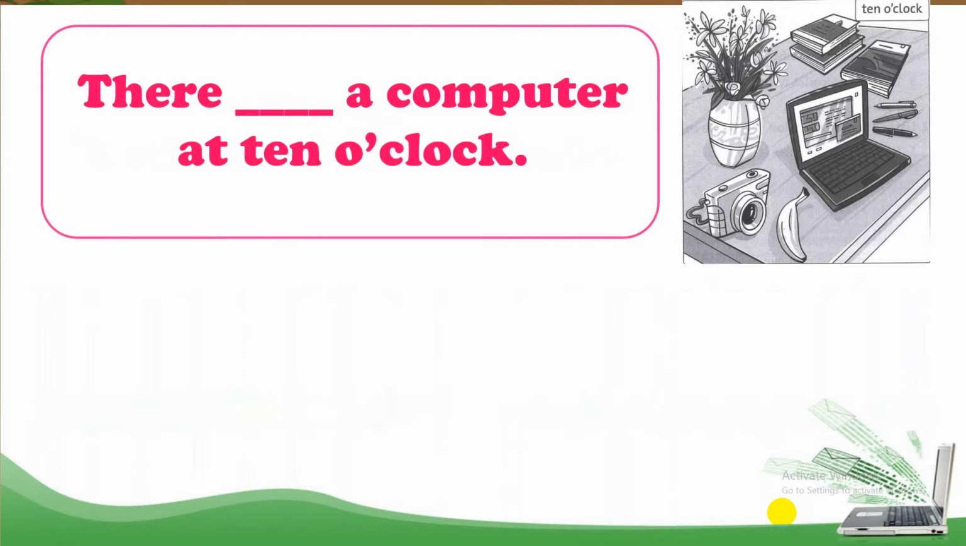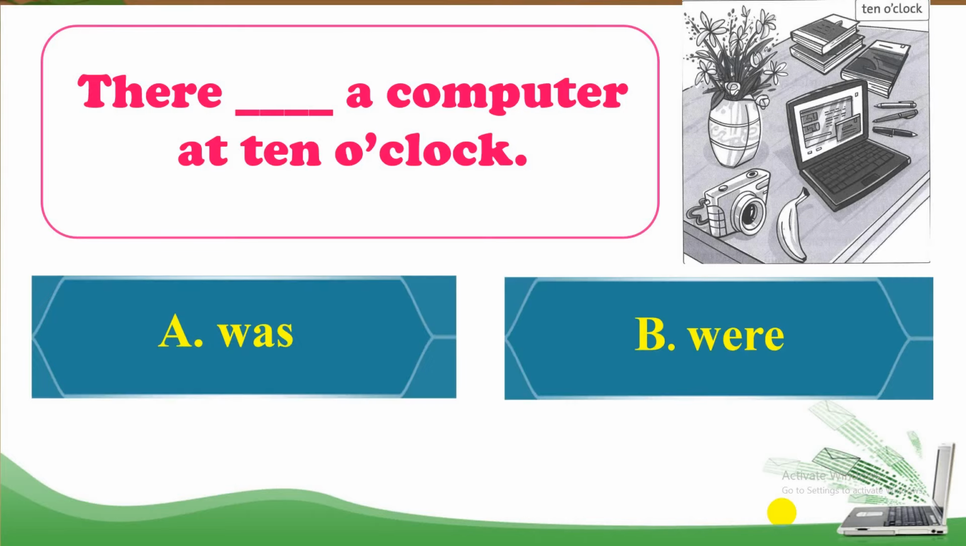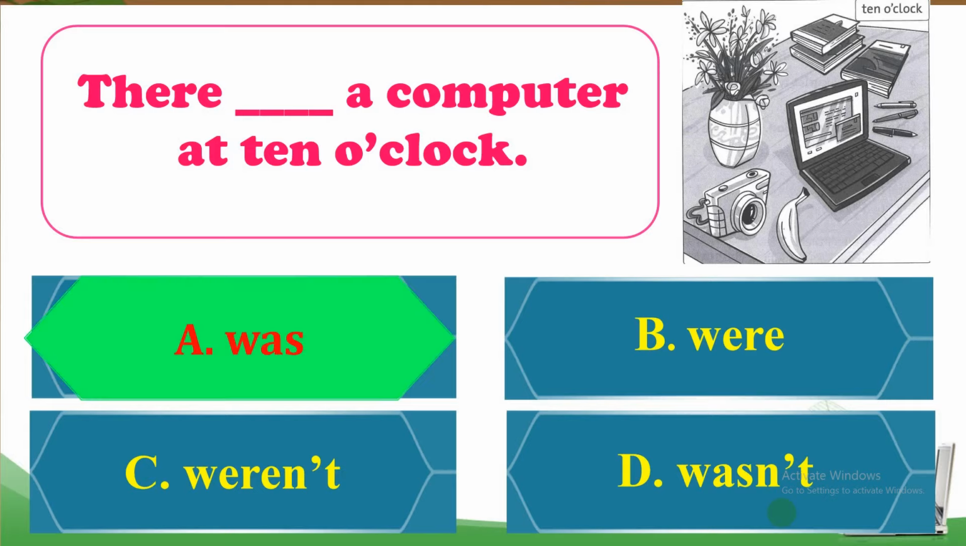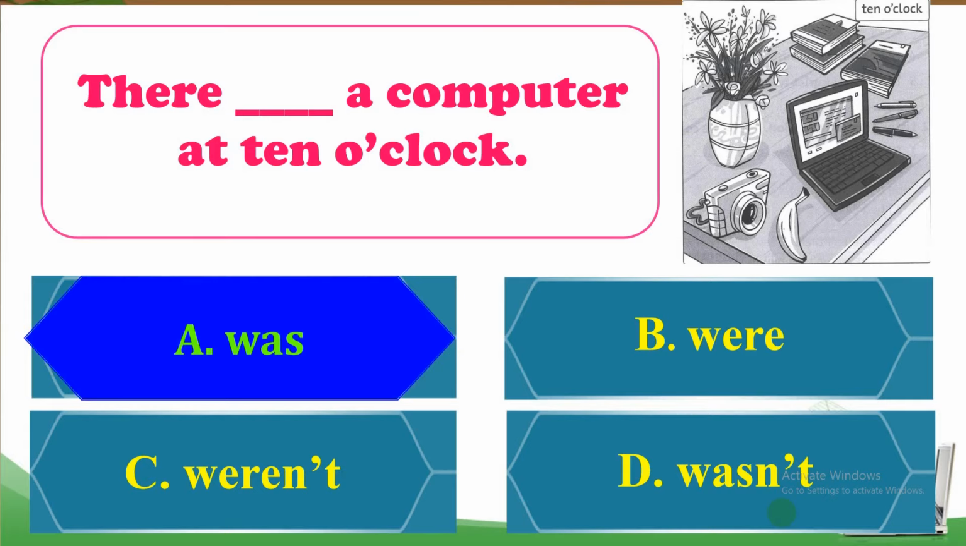There a computer at 10 o'clock. A was, B were, C weren't, and D wasn't. The correct answer is A. There was a computer at 10 o'clock.